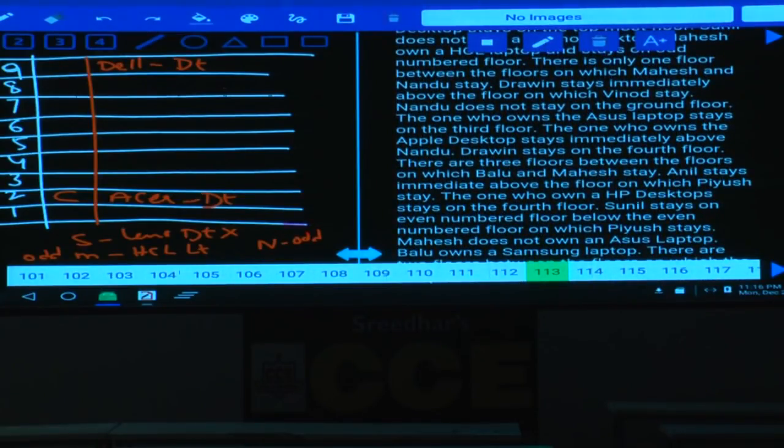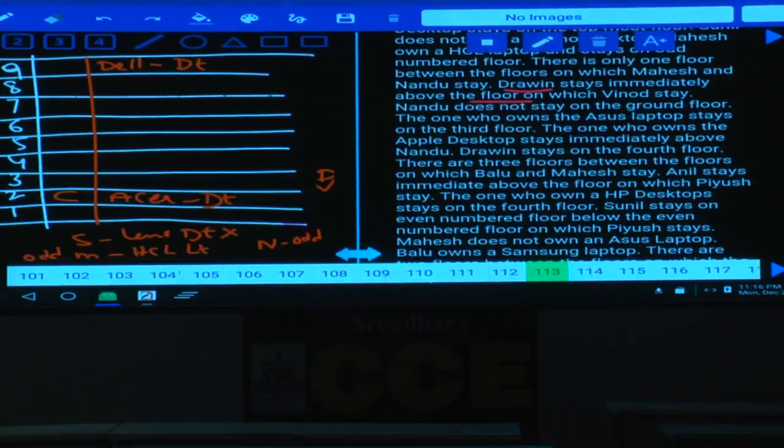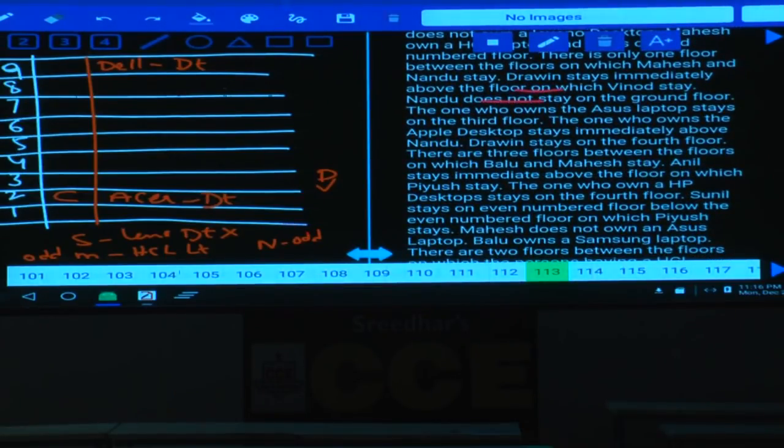Next one, Darwin stays immediately above the floor on which Vinod stays. Now D, Darwin is immediately above Vinod. Nandu does not stay on the ground floor. Nandu cannot be on the ground floor. Next one, the one who owns the Asus laptop stays on the third floor. Asus laptop stays on the third floor.